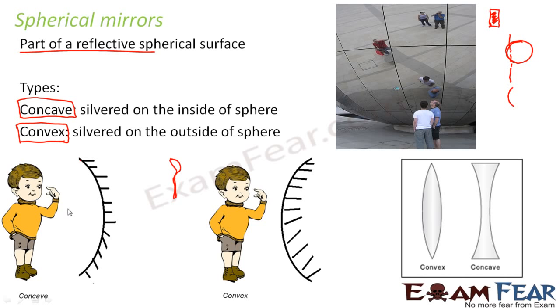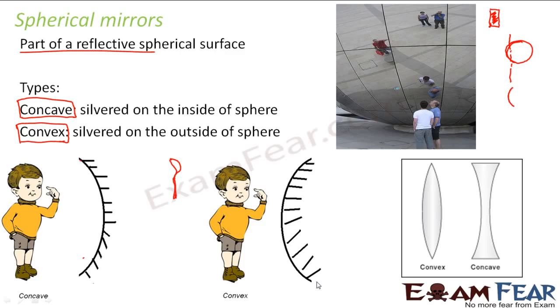So in the concave mirror, you see this boy is standing here. So this side is silvered. This side is the mirror. In a convex mirror, the boy is standing here and this side is the mirror. So friends, please do not get confused about which is a concave mirror and which is a convex mirror.